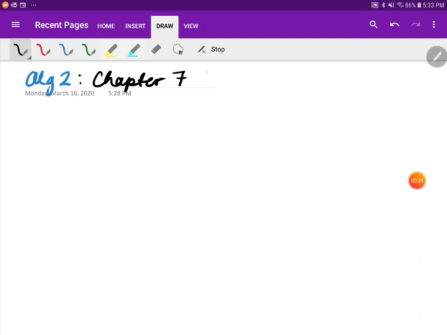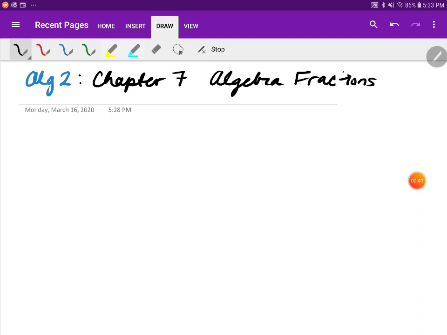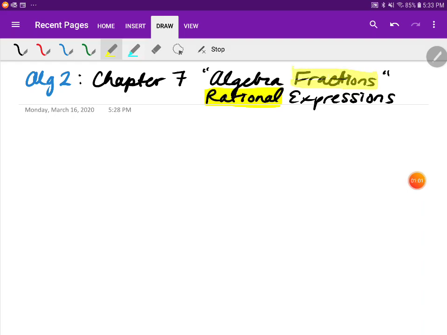I call this algebra fractions, but that's not its official name. Its official name is called rational expressions. The word rational, often in math, is how we officially refer to fractions. The algebra just means there's an x in it.